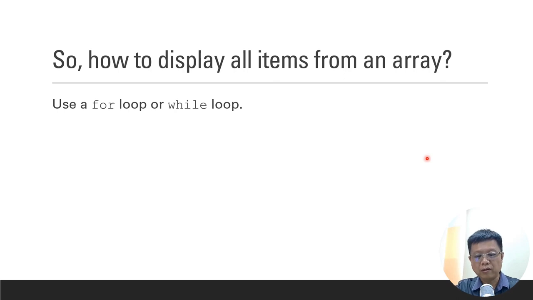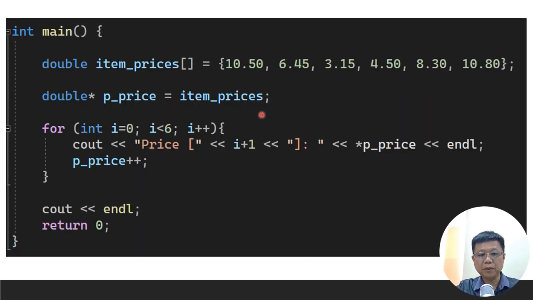Usually, when we involve an array, the pointer will be used to retrieve the values of the array, either one by one from the left to the right or from the right to the left. So usually we will use a for loop or while loop when we have an array. You cannot run from that. And these are the examples.